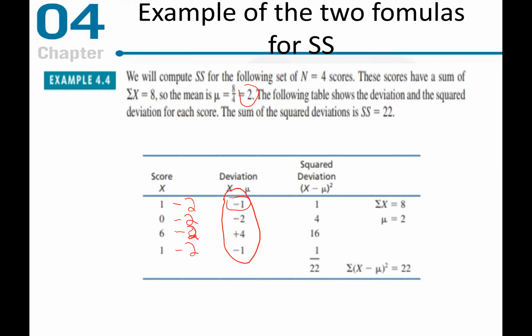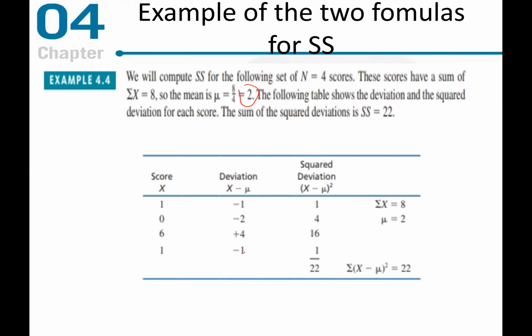-1 plus -2 is -3. -3 plus another -1 is -4. -4 plus 4 is going to give us 0. So we have done our calculations right thus far.